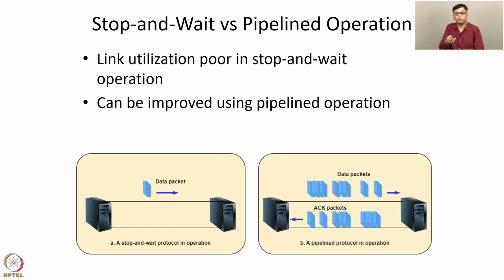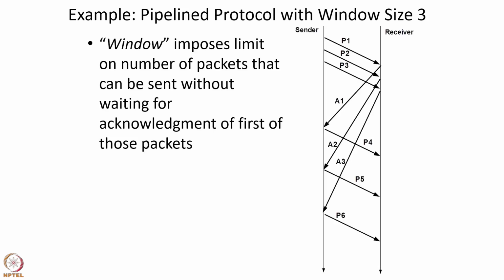There are different pipeline protocols used in the internet. TCP uses a pipeline protocol. It sends packets while it is waiting for the acknowledgement of the first of those packets. We use a parameter called window, which imposes a limit on the number of packets that can be sent without waiting for the acknowledgement of the first of those packets. In this example, the window size is 3, which means that the sender can send at most 3 packets in the interval before the first acknowledgement is received.